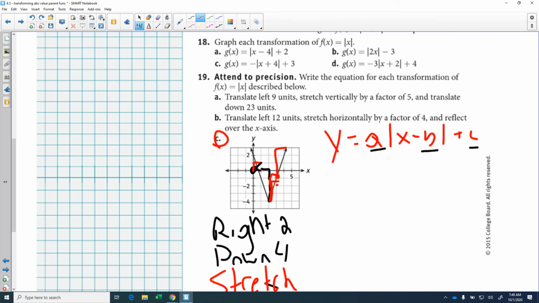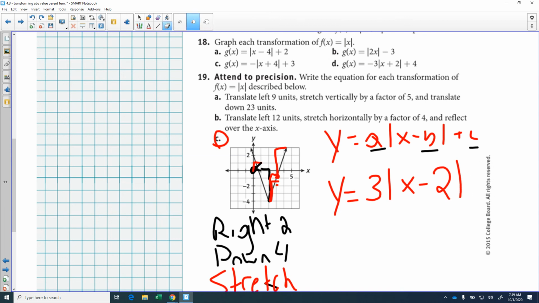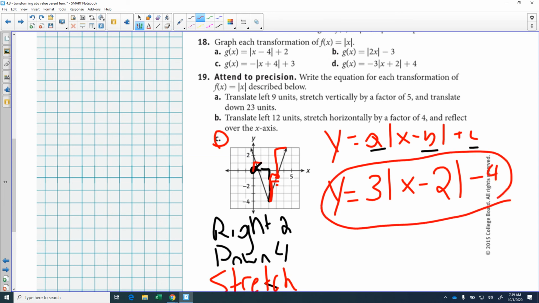So if I go ahead and plug these values in, this says y equals, A is our stretch or shrink. We went right 2, so I want to do -2, because remember it's always opposite. And then since I went down 4, on the outside, I need to subtract 4. And I have the equation built for that problem.